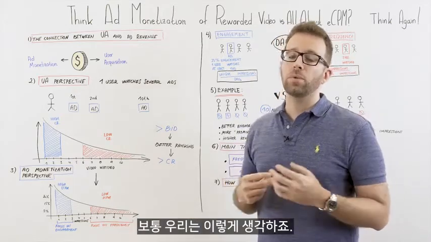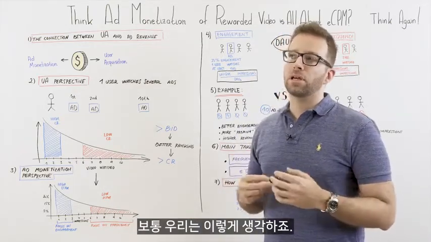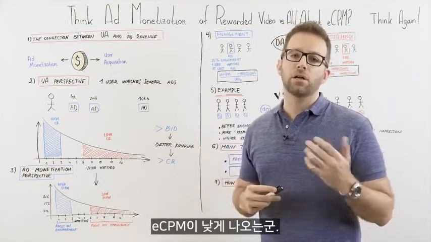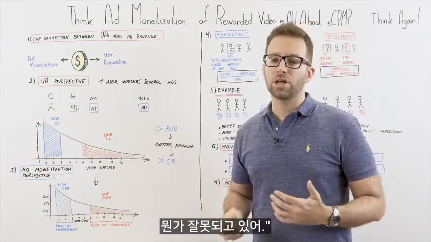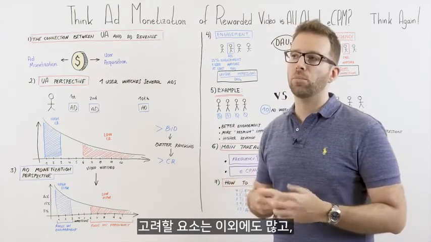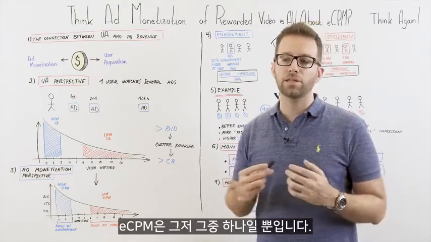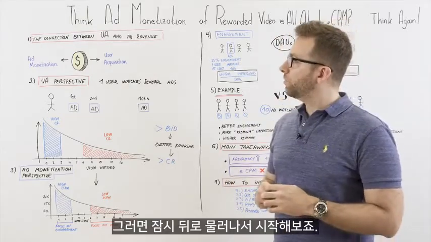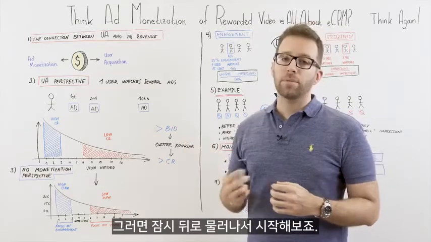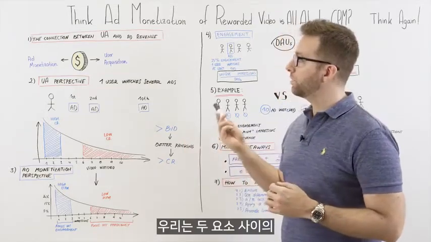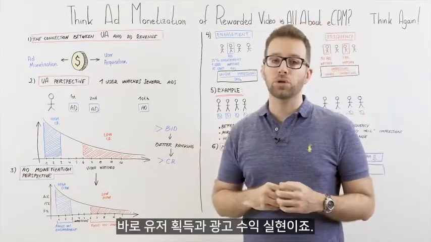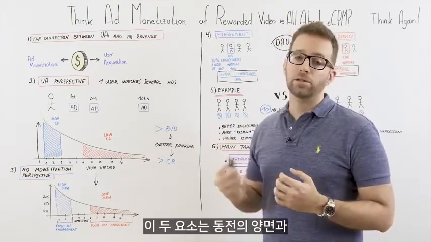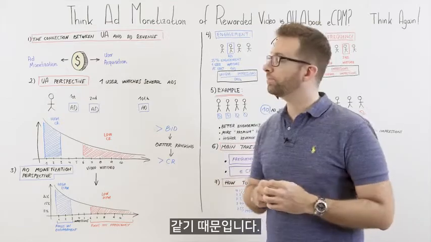So normally we think, I see good eCPM, everything is going well. I see lower eCPM, we are doing something wrong. But actually it's not the case. There are more elements to take into account, and eCPM is just one of them. So to start, we are taking a step back and talking about the connection between user acquisition and ad monetization, because finally, they are two sides of the same coin.